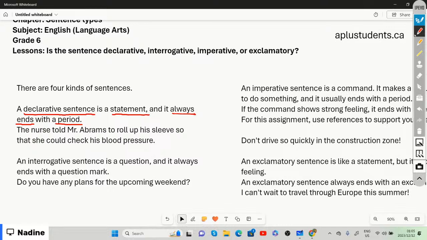For example, the nurse told Mr. Abrams to roll up his sleeves so that she could check his blood pressure. So it's basically just saying something. It's a statement that is being made. It's like you're just saying, roll up your sleeve because I need to do something, because that is the reason why you came.